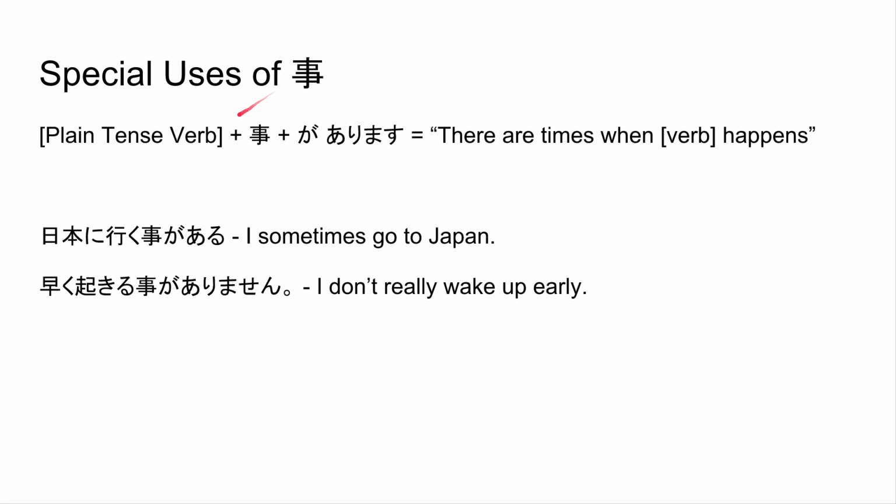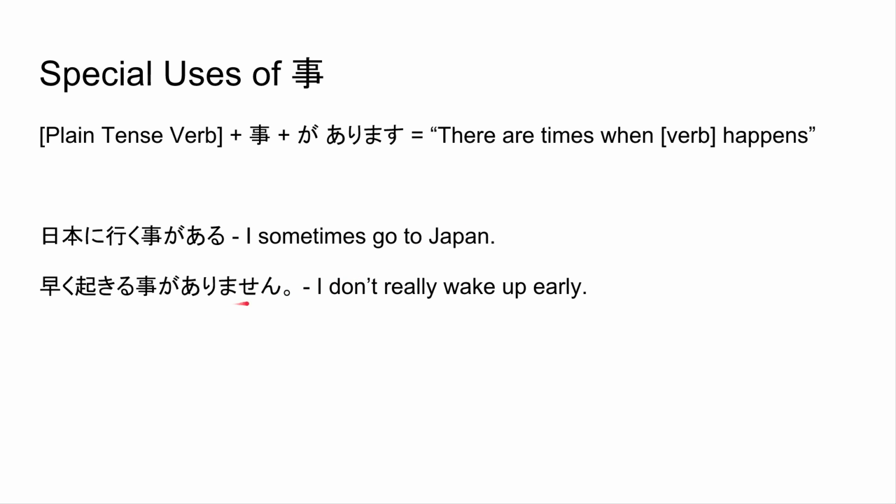Alright, using koto with a plain tense verb, or I should say, non-past tense verb plus ga arimasu. Koto ga arimasu. There are times when verbs happen. Nihon ni iku koto ga aru. I sometimes go to Japan. There are times when I go to Japan. Going to Japan does happen for me. So once again, Nihon ni iku koto, the going to Japan, ga aru. That stuff does exist. So my going to Japan does exist. I sometimes go to Japan.